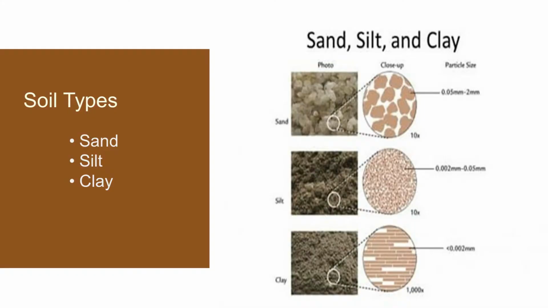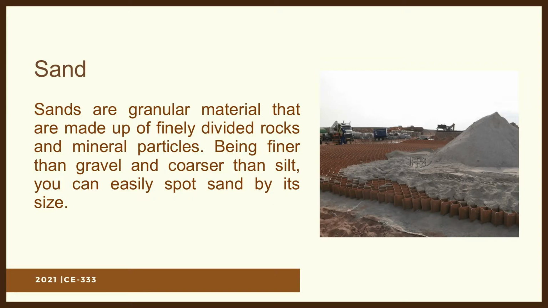There are types of soil. The first one is sand, the next one is silt, and the last one is the clay. So sa sand, yung particle size niya is 0.05 mm to 2 mm. Para naman dun sa silt, it is smaller than the sand and ang particle size niya is 0.002 mm to 0.05 mm. At para naman sa clay, which is ito yung pinaka maliit yung particle size niya, which is less than 0.002 mm.